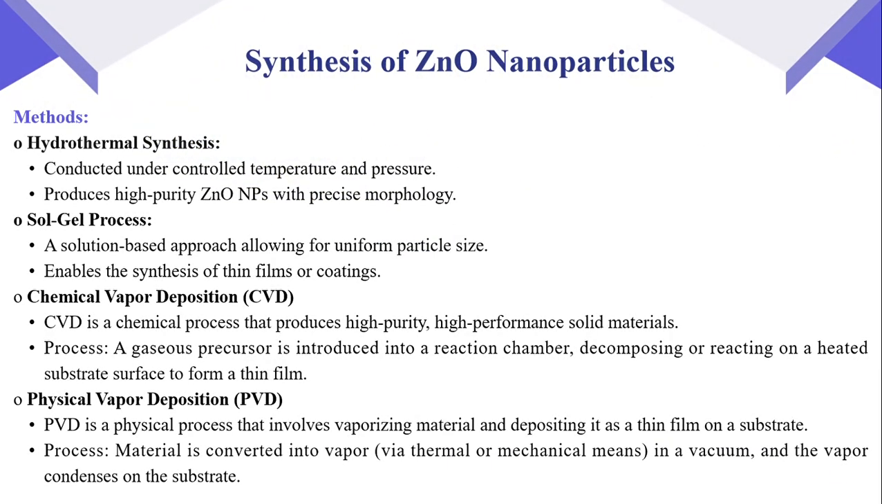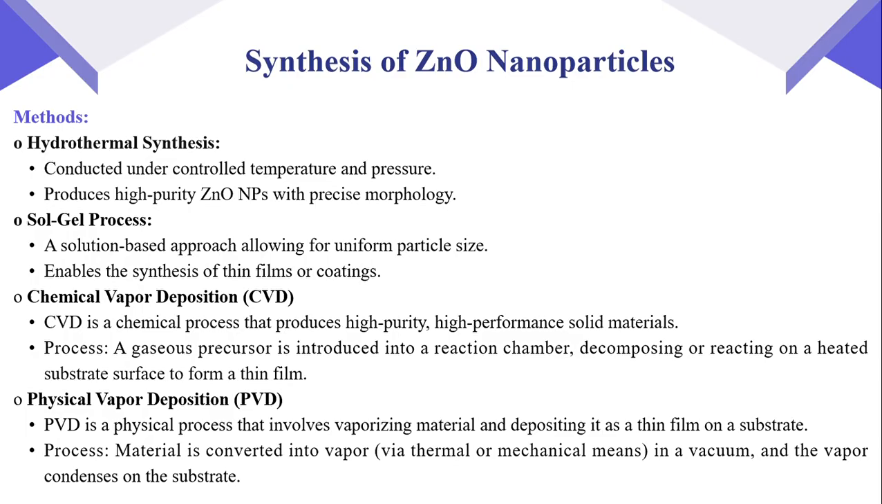Here are some synthesis methods which we discuss here. Hydrothermal synthesis is mainly conducted under controlled temperature and pressure. Means we control the temperature and pressure, and then we produce high purity zinc oxide nanoparticles with precise morphology. And next is the sol-gel process. In the sol-gel process, a solution based approach allows for uniform particle size, which enables the synthesis of thin films or coatings. In CVD, we use a chemical process. Okay, here is chemical vapor deposition. So we use a chemical process.